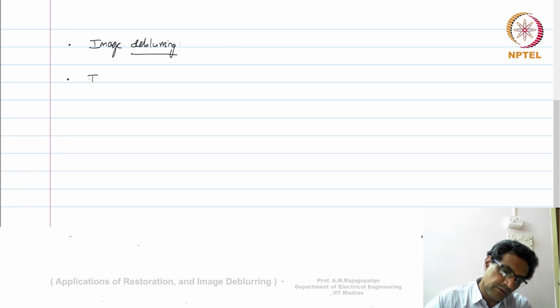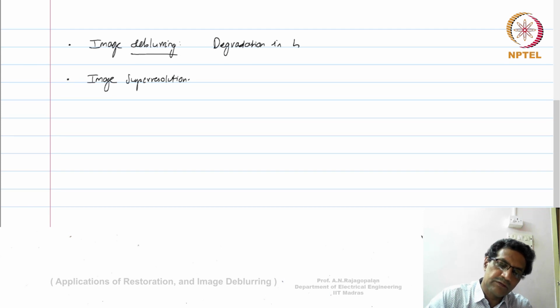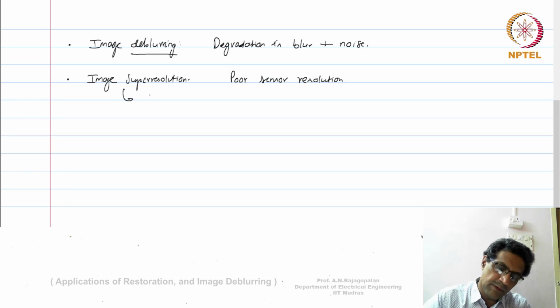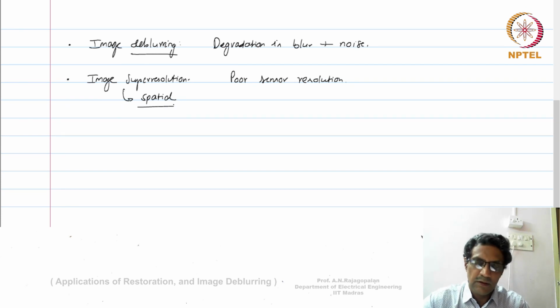Then there is something called image super resolution. In this case, when you talk about a degradation, for image deblurring the original degradation is blur and probably some noise, which can be AWGN typically. Image super resolution is because of poor sensor resolution. So the degradation in this case is really the sensor resolution. And when we say super resolution, we really mean spatial super resolution. There is also something called temporal super resolution and so on, but we limit ourselves to spatial super resolution.